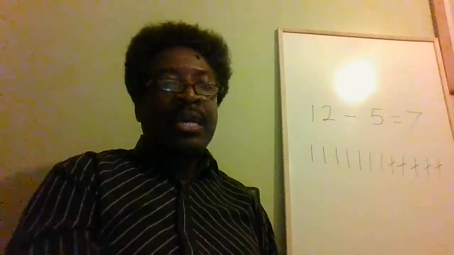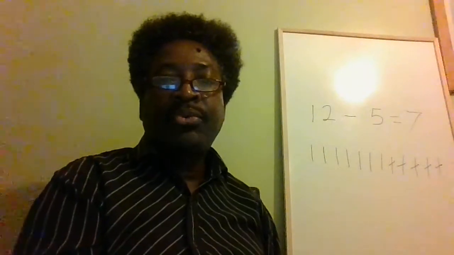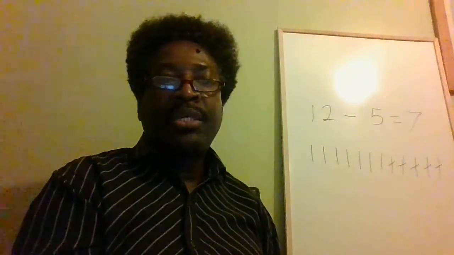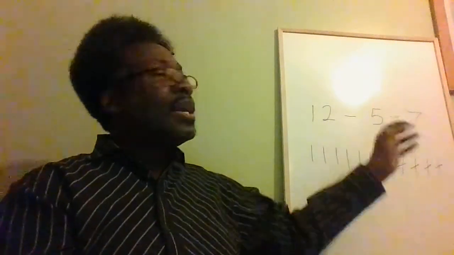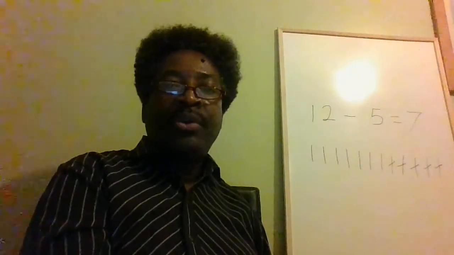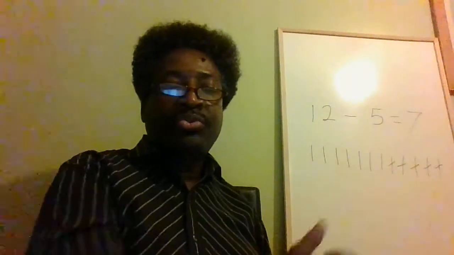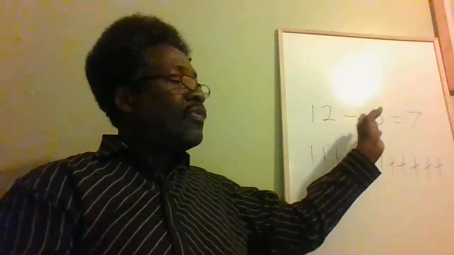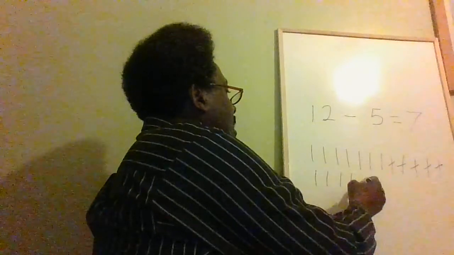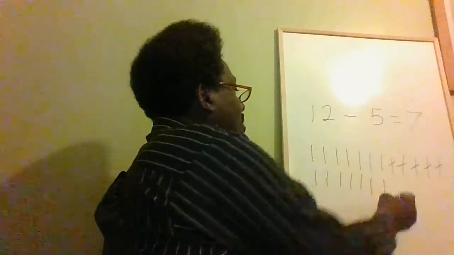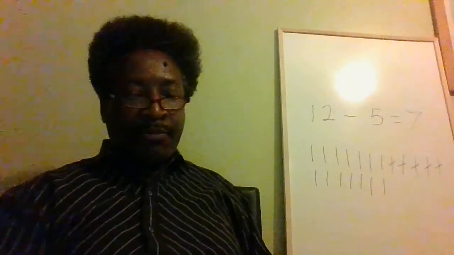That's the long way. I spent time drawing 12 sticks. The faster way to do take away, I don't need to draw those 12 sticks. I can come to the smallest number 5 and count from 5 until I get to 12. How many sticks do I need to draw to get to 12? So let's see that. So 5, 6, 7, 8, 9, 10, 11, 12. 7 sticks, just like before.